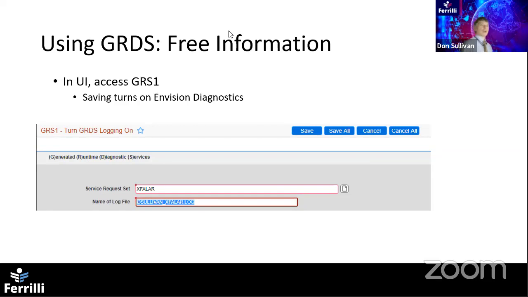I'll turn it over to Rich here. Yeah, that's a good segue into how to use the GRDS system. And I started off with what I consider free information, meaning if you're an Envision programmer, you don't have to do anything special to your code in order to be able to get this information, or your users to get this information. This is all part of generating a process, so this is all included.